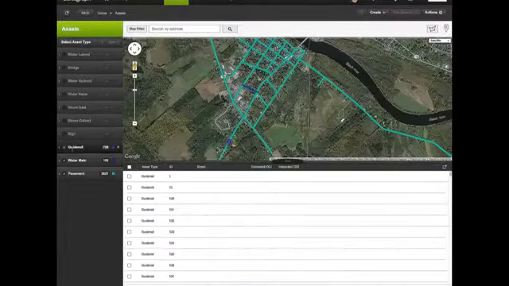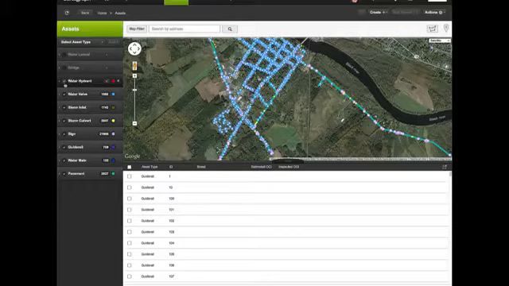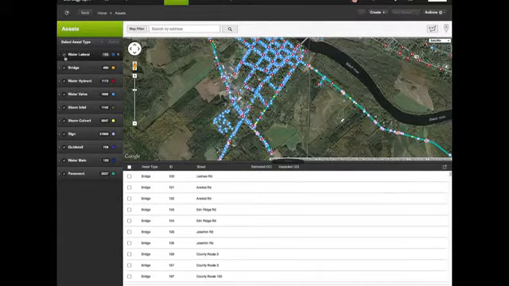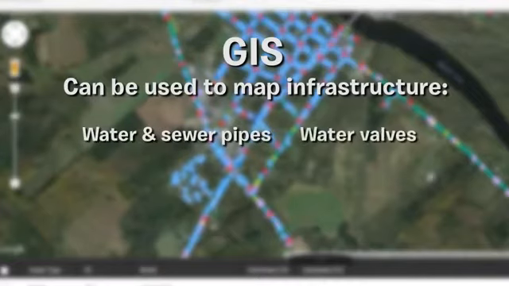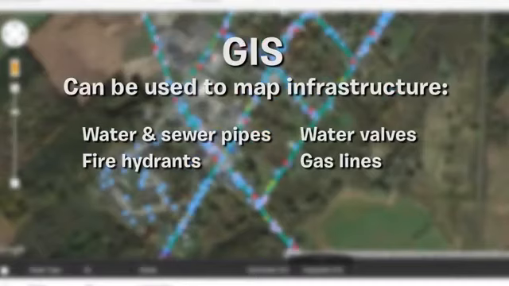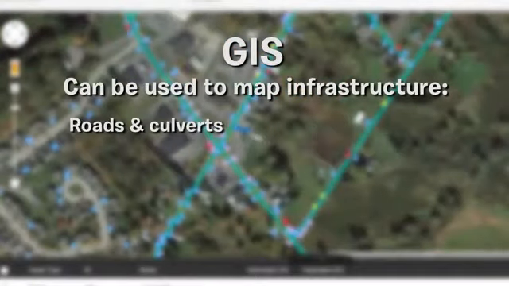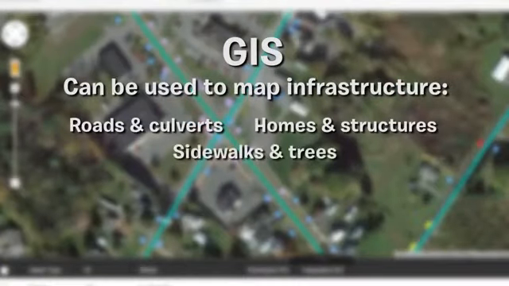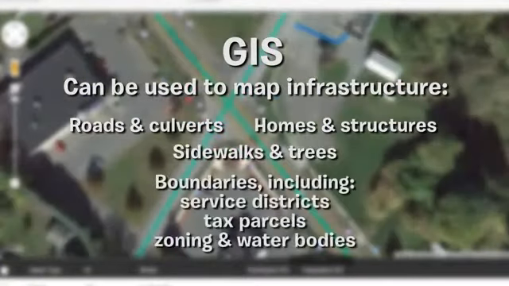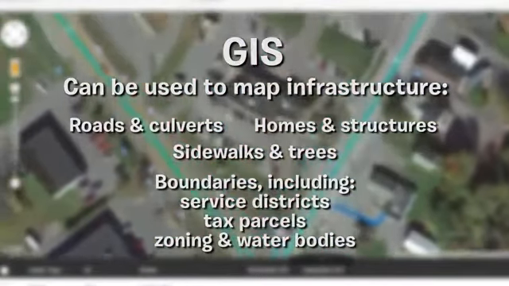Overlays of different features at the same location can allow for analysis of relationships between features and custom solutions to issues. GIS can be used to map infrastructure such as water and sewer pipes, water valves, fire hydrants, and gas lines, so that they can be easily found in an emergency or for repair. It can also be used to map roads and culverts, homes and structures, even sidewalks, trees, and boundaries, including service districts, tax parcels, zoning, and water bodies.